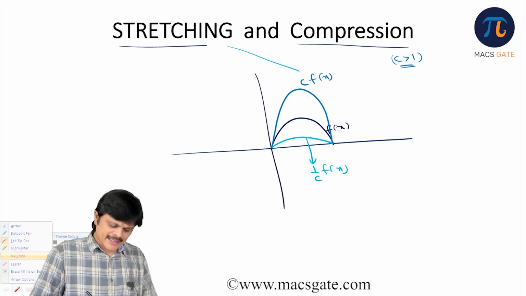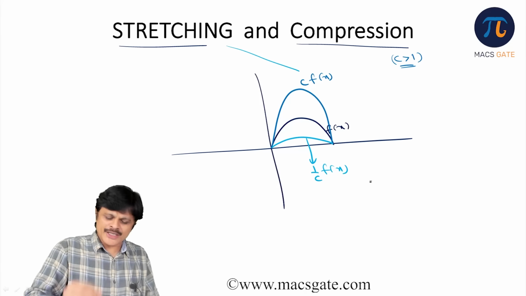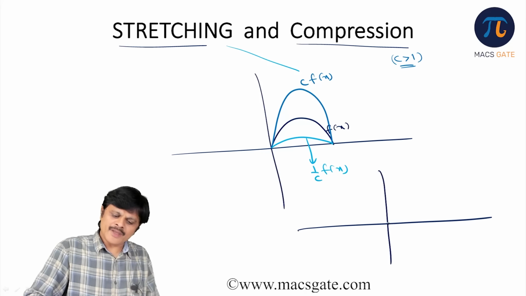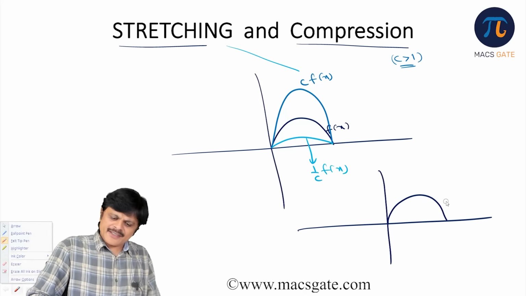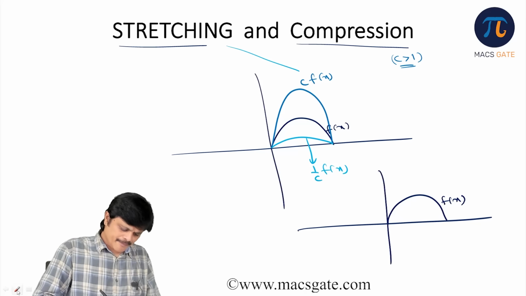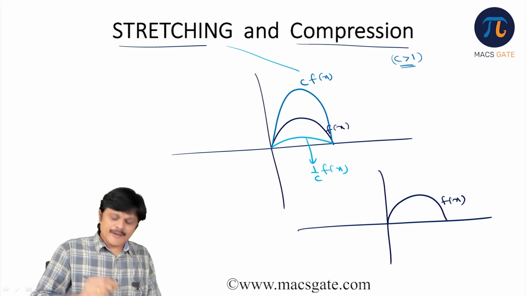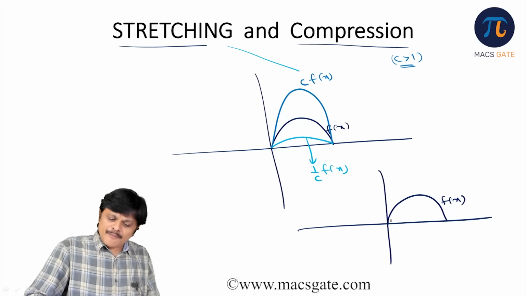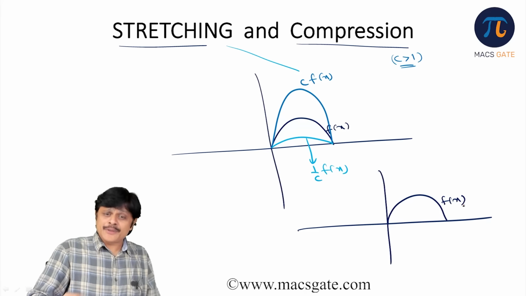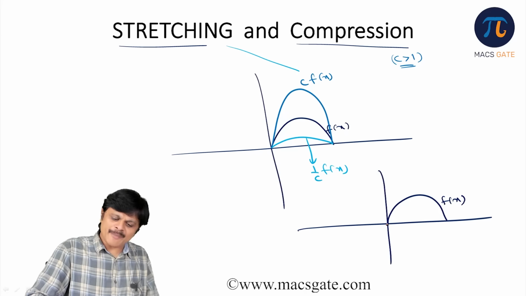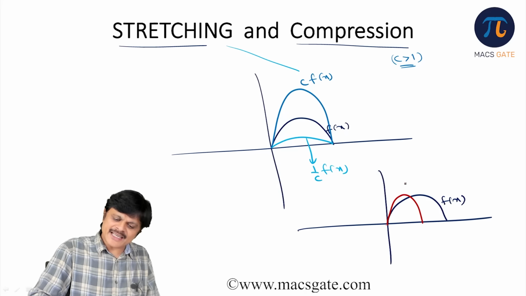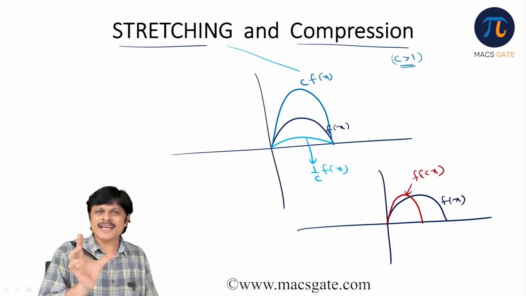Now I take one more diagram to express the horizontal one. Suppose this is your graph, that is your f(x). For horizontal, when you do f of cx, that is when the argument is multiplied with c, the compression will happen. So the graph will be compressed.